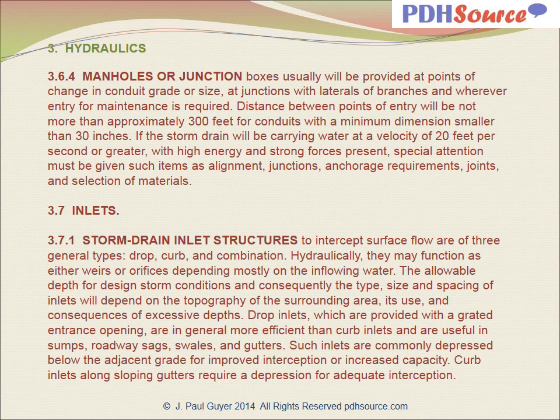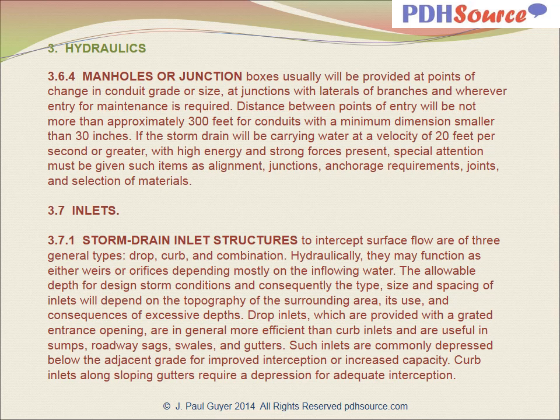Inlets to the storm drainage system are an important consideration. Storm drain inlet structures to intercept surface flow are of three general types: drop, curb, and combination. Hydraulically, they may function as either weirs or orifices, depending mostly on the inflowing water. The allowable depth for design storm conditions, and consequently the type, size, and spacing of inlets, will depend on the topography of the surrounding area, its use, and consequences of excessive depth.